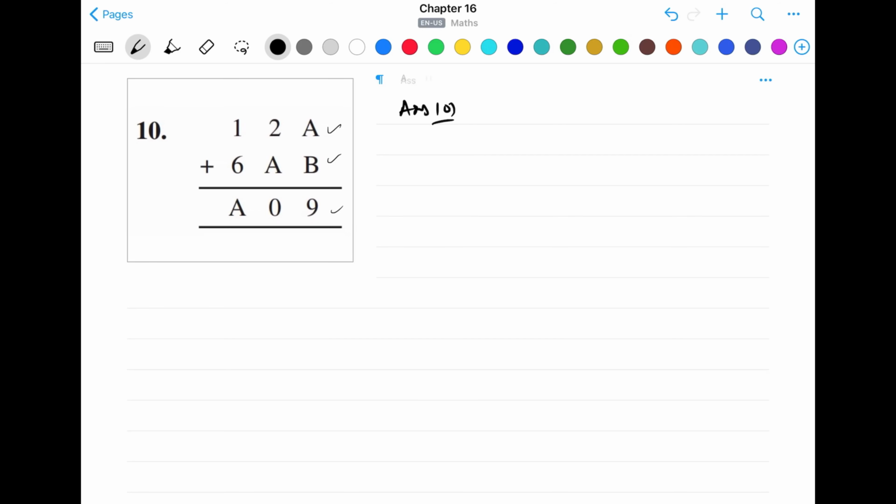Answer number 10. We have 1 2 a added to 6 a b, resulting as a09. Okay, let's see here. This a and b added to each other, we're getting result as 9. Okay, so this ab can be 1 8, 2 7, 3 6 and so on till 90.